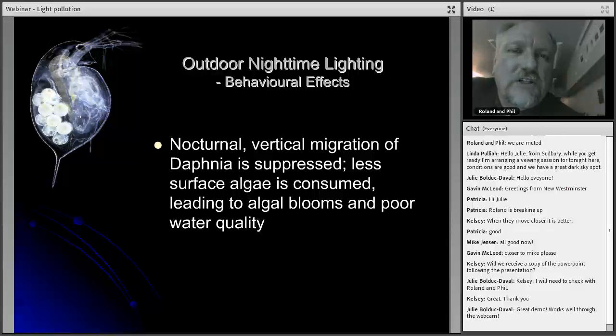Now, in situations with light pollution, the water flea tends to stay down, so they don't get up into the shallow water at night to eat all that algae. And that algae can then continue to bloom and overwhelm the ecology of the pond. And so you end up with algal blooms, which lead to poor water quality, basically oxygen starvation. So light pollution has a very profound effect on water bodies.